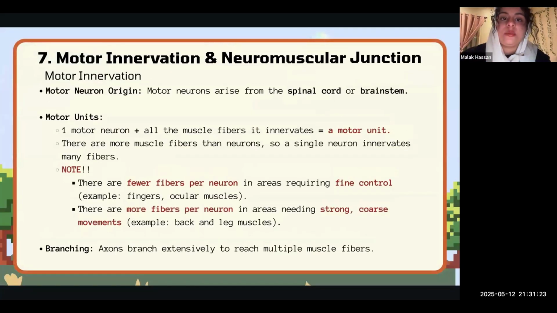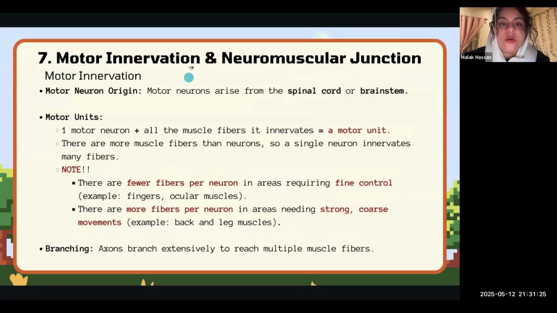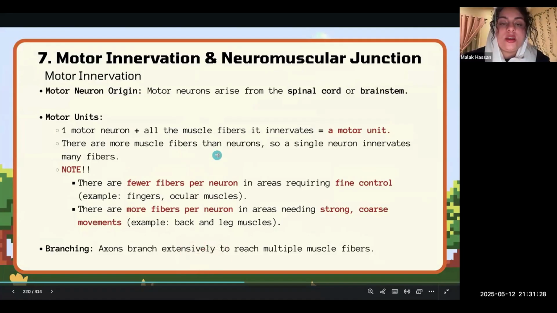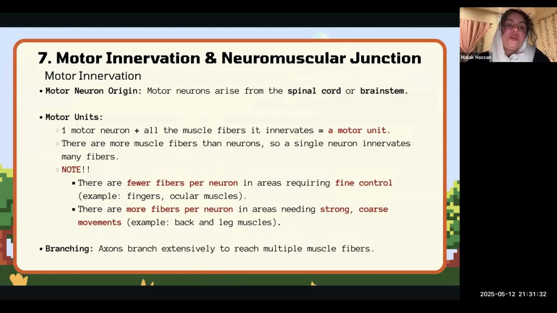Now let's talk about motor innervation and neuromuscular junction. Now, where do the motor neurons come from? They arise from the spinal cord or from the brainstem, right? Now, the motor neurons, the motor unit. What is a motor unit?